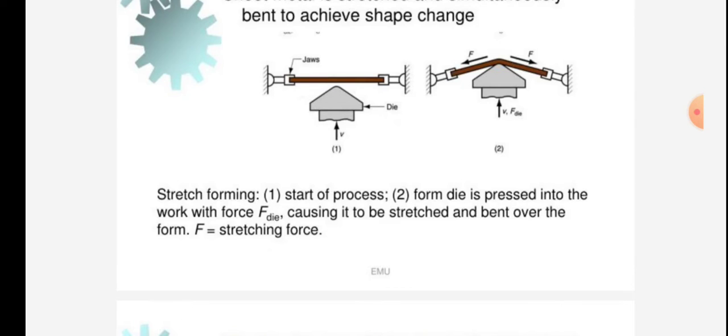Stretch forming. First, the figure shows start of process. Second, form die is pressed into work with force F die, causing it to be stretched and bent over the form. F is equal to stretching force.